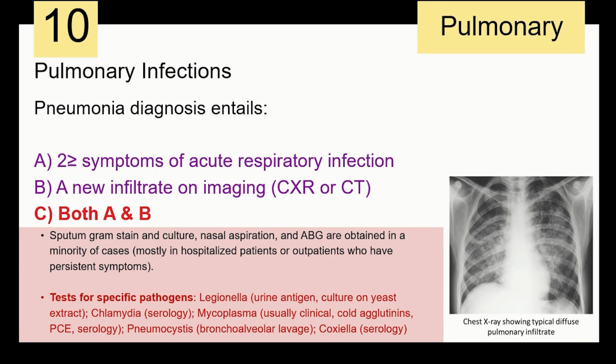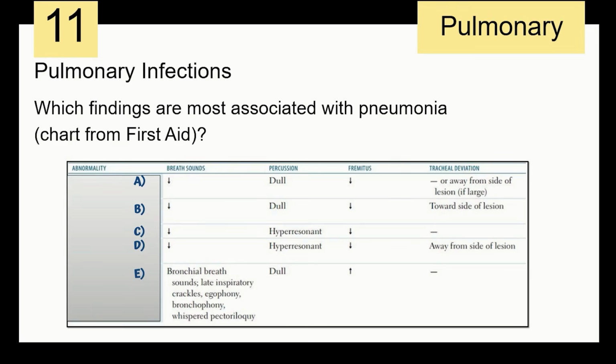But just so you know, pneumonia technically requires imaging for diagnosis, and of course, if the patient is conscious, we see this usually goes along with at least 2 symptoms of acute respiratory infection. So you can throw question 10 out, and on the bottom over here, I just made mention of some tests for specific pathogens.